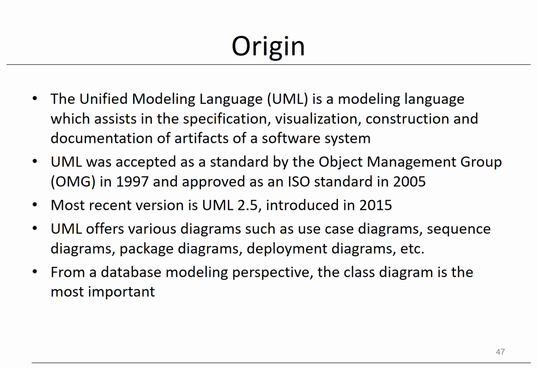To model both the data and process aspects of an information system, UML offers various diagrams, such as use case diagrams, sequence diagrams, package diagrams, deployment diagrams, etc. From a database modeling perspective, the class diagram is the most important. It visualizes both classes and their associations. Before we discuss this in more detail, let's first provide a recap of object orientation.